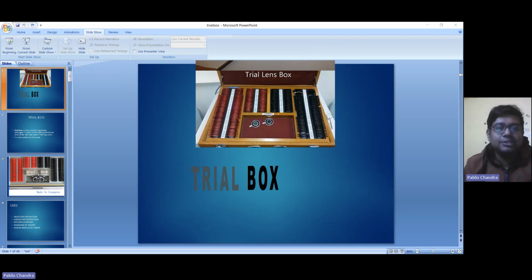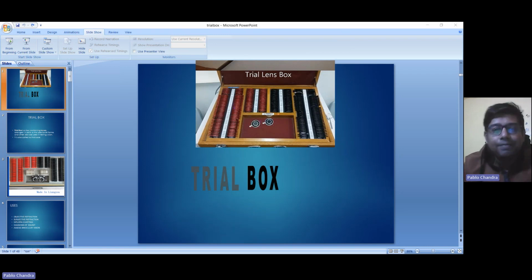So what are the features of this trial frame? It is lightweight and adjustable. It should have a comfortable nose rest, and it will sit exactly on the nose. It is readily adjustable and allows accurate centering, vertically and horizontally, for each eye. So it can be easily adjusted. These are the features of this trial frame, and these are basically used for us to understand the various activities.